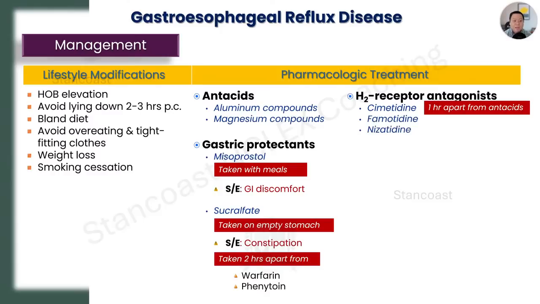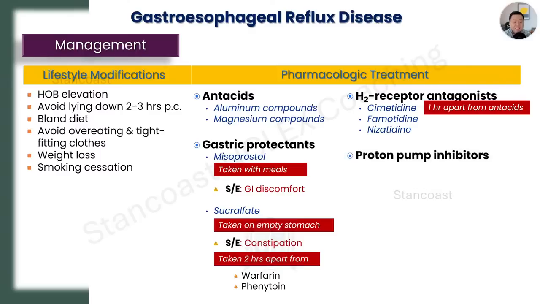Now, we have the other H2 receptor antagonists, such as famotidine and nizatidine. They have similar actions, and of course, these have the same mechanisms and the same therapeutic uses in order to reduce the stomach acid as well. Now, these two medications, famotidine and nizatidine, do not require food to be effective. So this can be taken with or without food, as the food does not really interfere with their absorption or effectiveness.